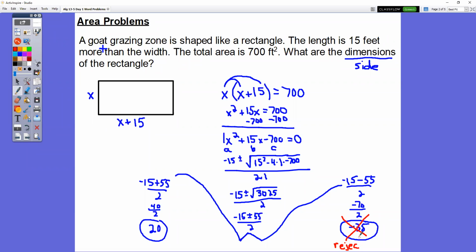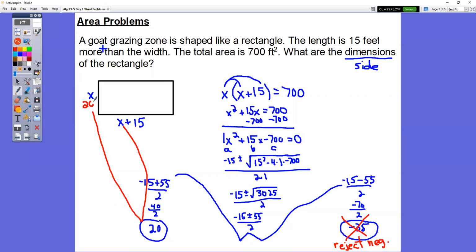You do need to do this on the Regents exam. You're going to reject the negative length. All right. You're going to reject the negative answer. So that answer doesn't make any sense, but this one does. So now you want to take this one and sub it back in to both of those x's.